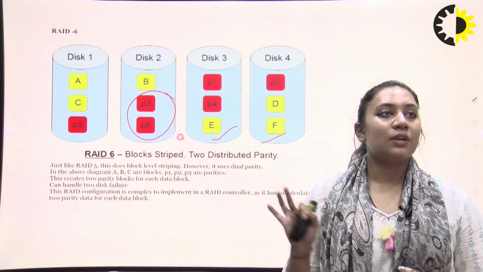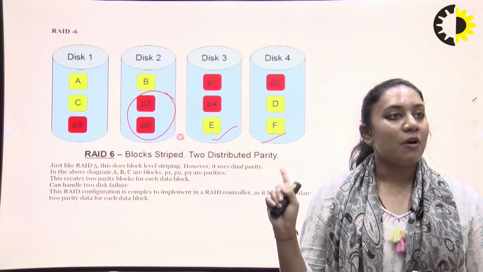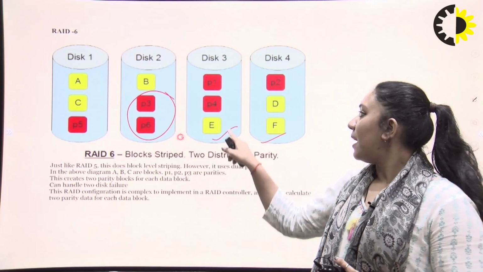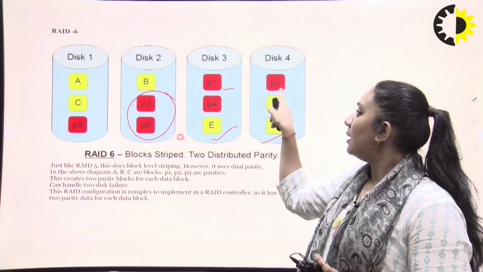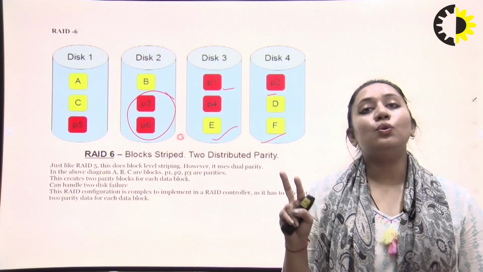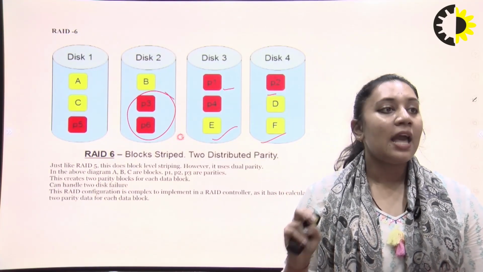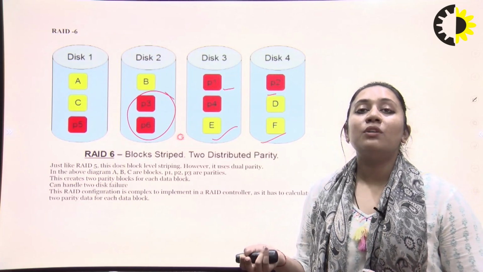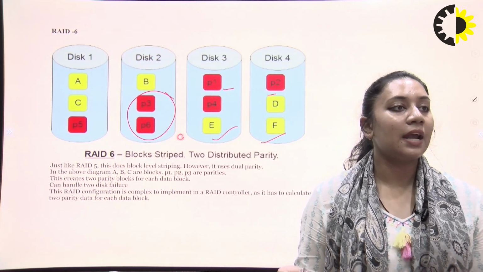So in this, you can see the diagram of A, B and C, with parity 1, parity 2, parity 3, parity 4, parity 5 there, right? It can handle two disk failures at the same time, and it can also recover and give you better flexibility and optimization in the operating system.